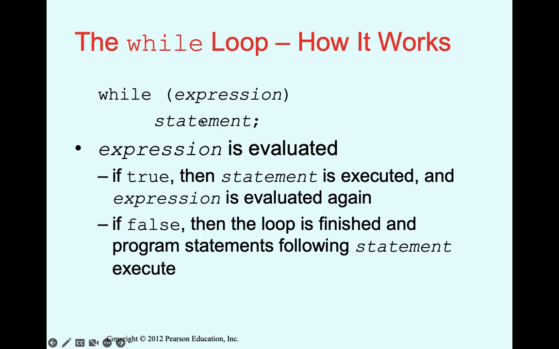So while expression do statement: we check the expression. If it's true, we do the statement. After we finish the statement, we check the expression again. If it's true, we do the statement, and so on till the expression is false. Then we skip the statements. So this is how it works.